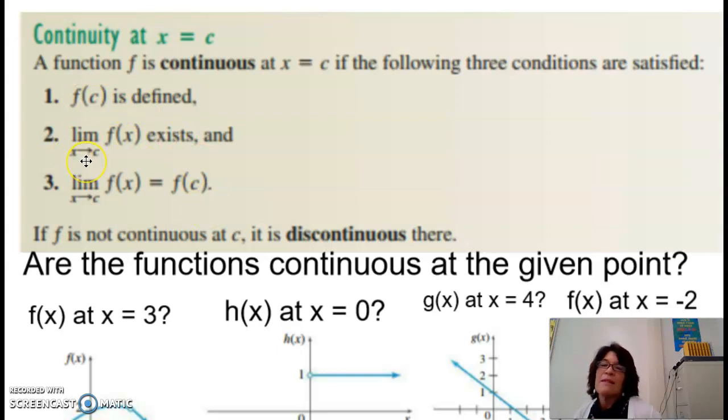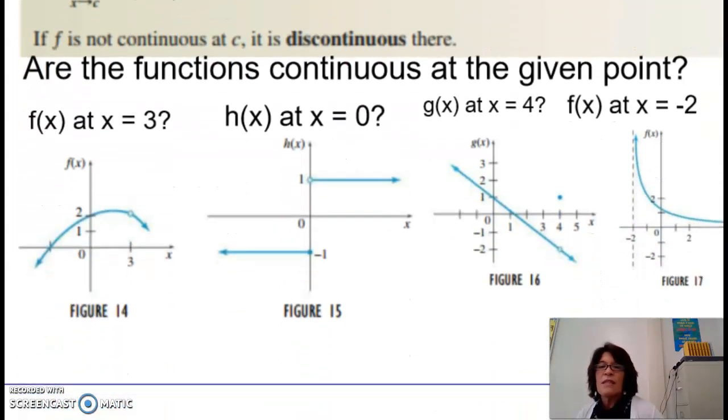The limit as x approaches c of that function has to exist. Remember what that means. That means it has to be the same from the right as it is from the left. That's what the limit means. And the answer to number 2 here has to equal the answer to number 1. They have to equal each other. Those are the conditions that have to be met for a function to be continuous at x equals c.